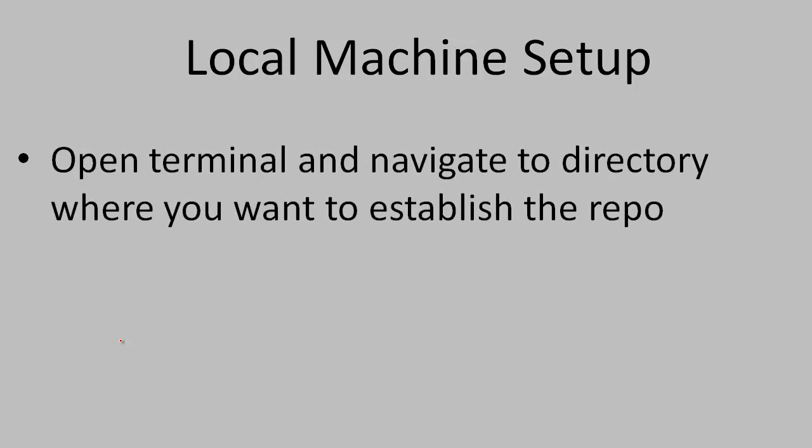So let's start by talking about how we're going to set up our local machine, and then I'll show you in the terminal, or in Git Bash in this case. So we're going to open up that terminal. We're going to navigate to the directory where we want to set up the repo, or create that directory structure if we don't already have it set to go. We're going to type in git init to initialize Git.